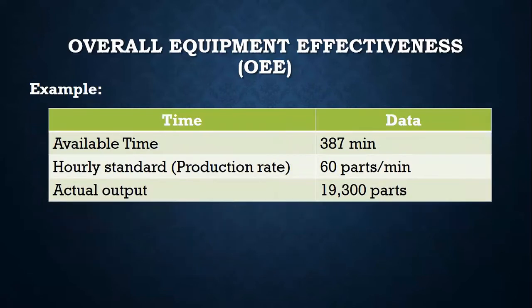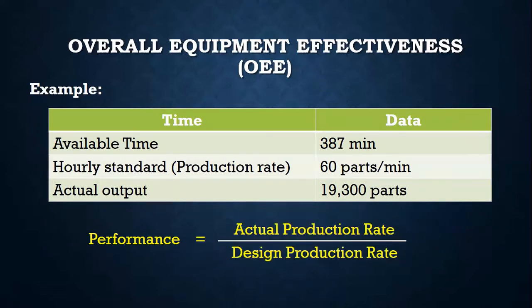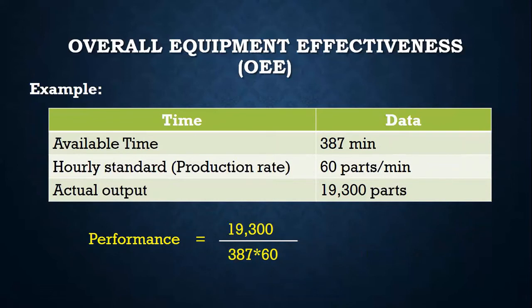Similarly, for percentage performance in available time of 387 minutes, we'll look for the standard production rate, 60 parts per minute, and actual output, that is 19,300 parts. Performance is the ratio of actual output to designed output. Here 19,300 is actual output and designed output would be 60 into 387 minutes. Percentage performance comes out to be 83.1.